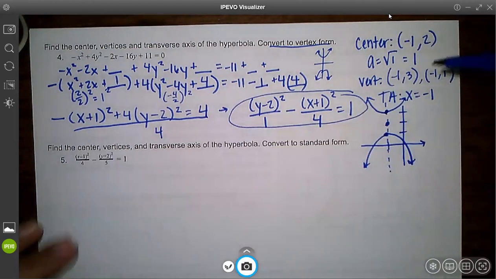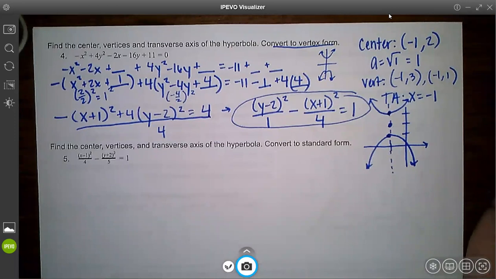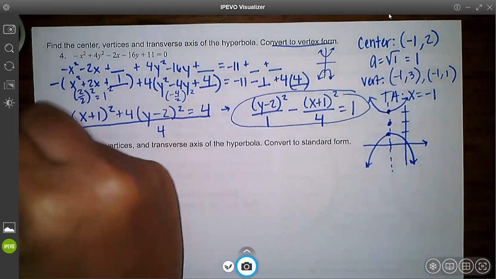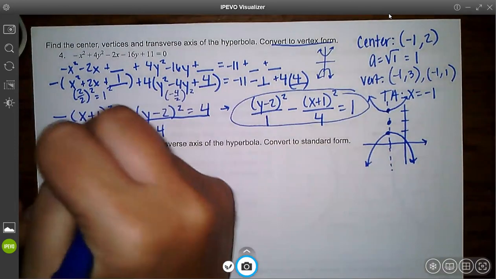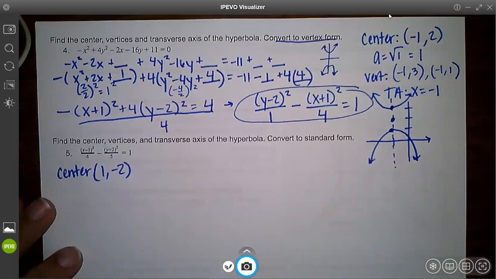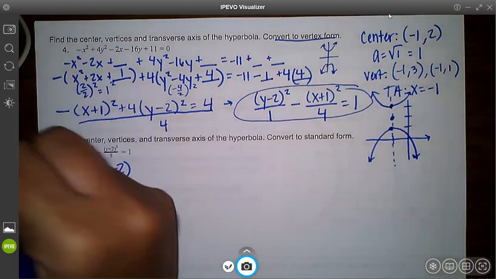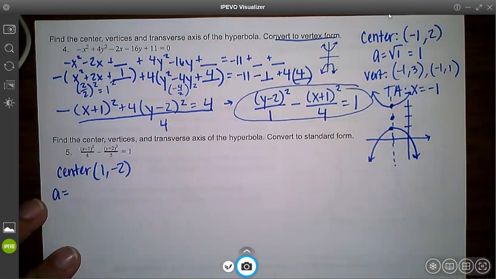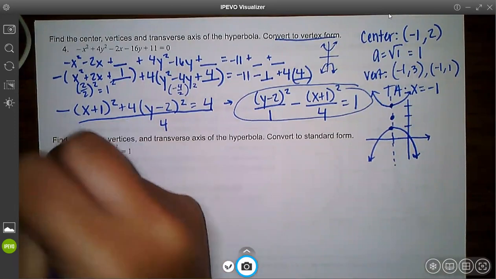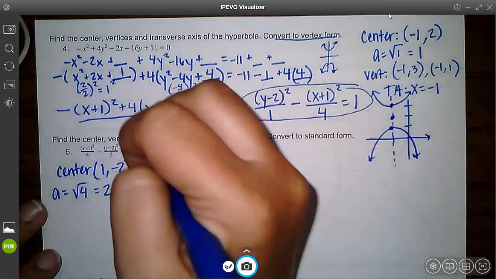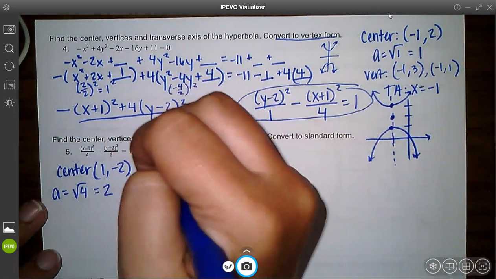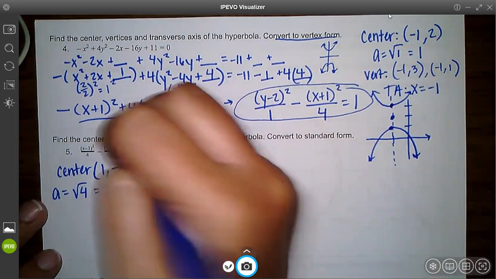The next one, x minus 1 squared over 4 minus y plus 2 squared over 5 equals 1. My center is going to be 1, negative 2. My A value, my positive 1 is 4, so that's going to be the square root of 4, which is 2. This one has x squared, so because it's x squared, it's going to open right and left.